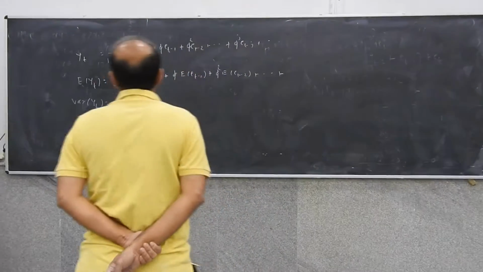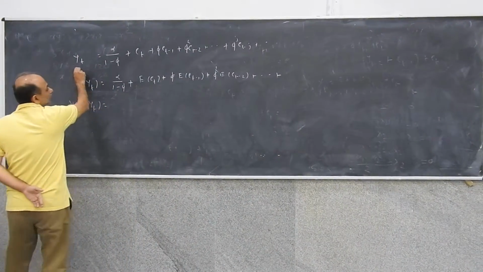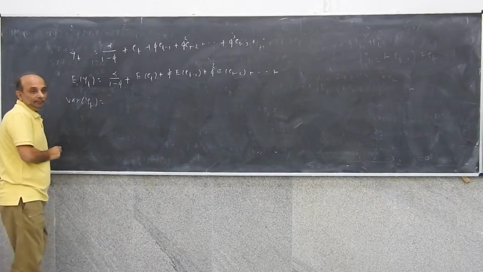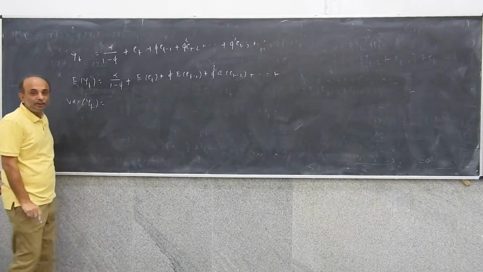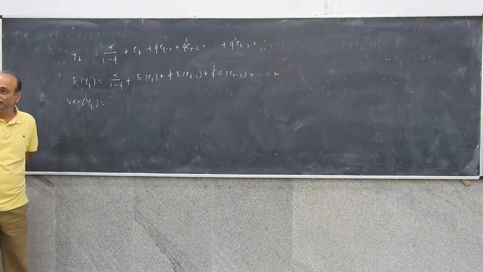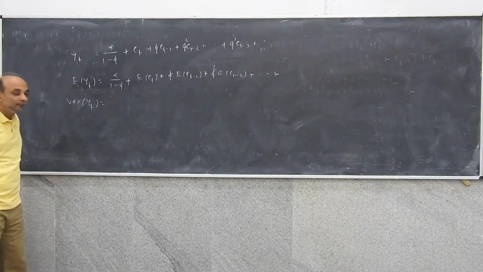So what is yt? yt is here. We have expectation of yt here, because all these are 0, right? So expectation of yt is alpha upon 1 minus phi. So therefore, what will be the variance of yt?